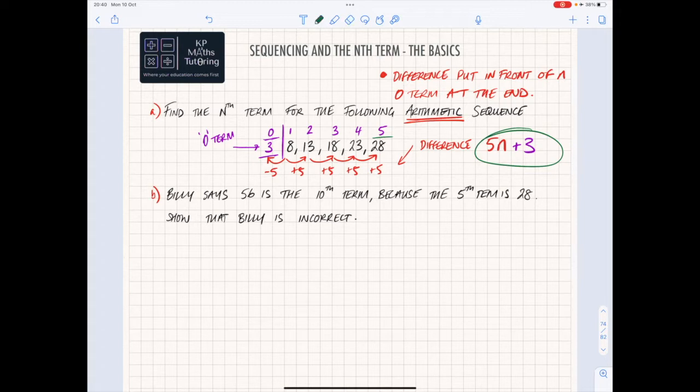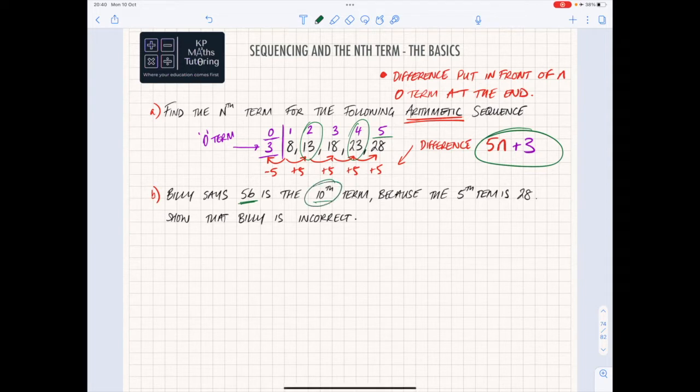Now let's just double check that, right? So if we look at the second term, it is 13. So based on that logic that Billy's saying, if I double the second term, I'd get the fourth term. And if you double 13, you don't get 23, you'd end up with 26. So that logic isn't true. So here's how we can show that it's incorrect. So 56 is the 10th term, right?